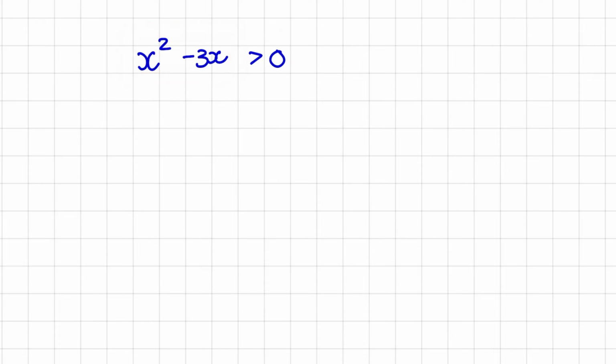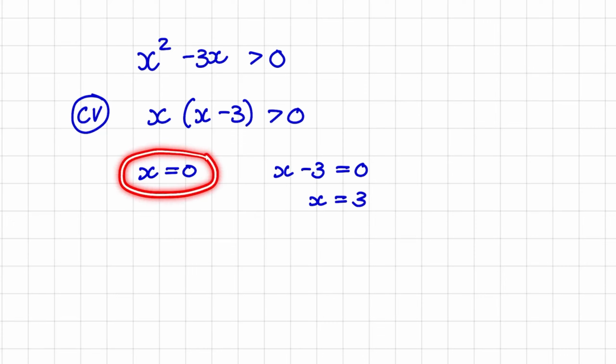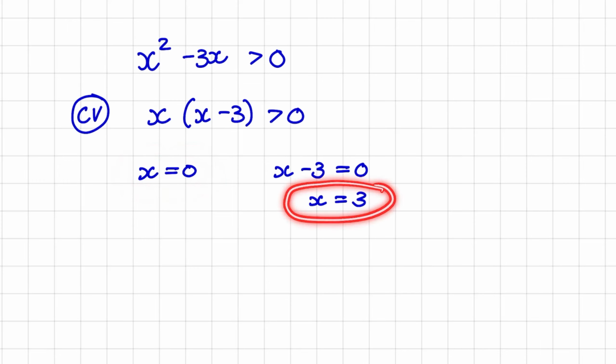So in order to find the critical values, as I have explained in the first video, I can factorize that expression. So I can take out the greatest common factor of x. So it'll be x times (x minus 3) is bigger than 0. Then to find the critical values, I'll set x equal to 0 and x minus 3 equal to 0. Therefore, x would be equal to 3. So my two critical values would be x equal to 0 and x equal to 3.